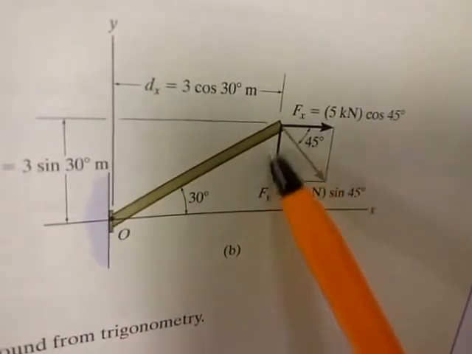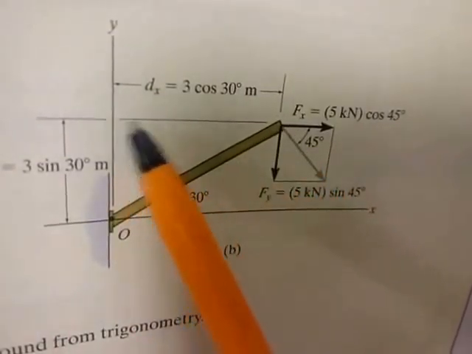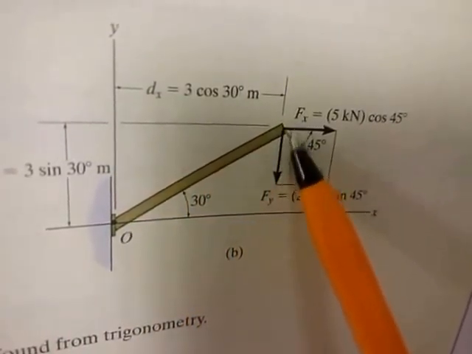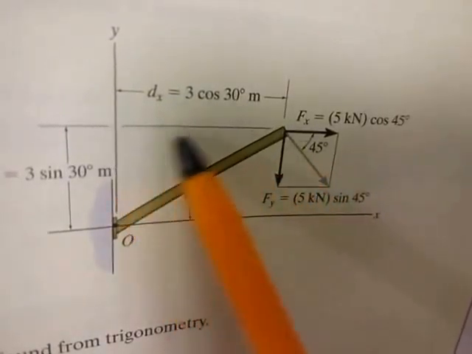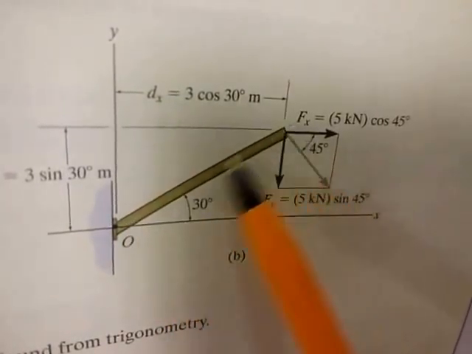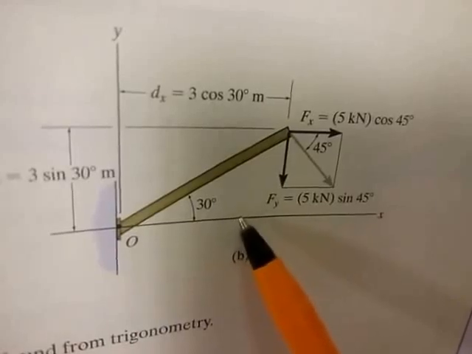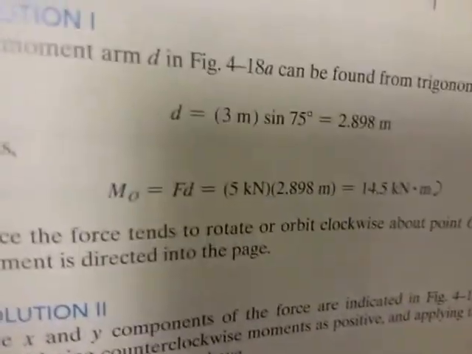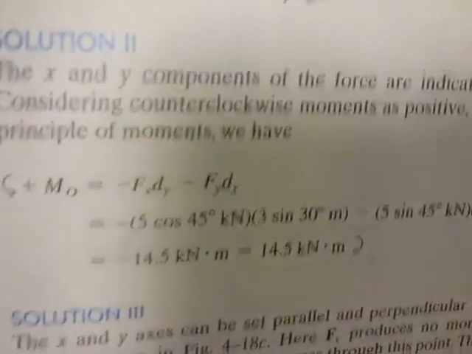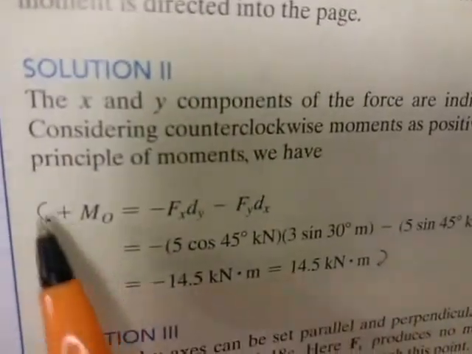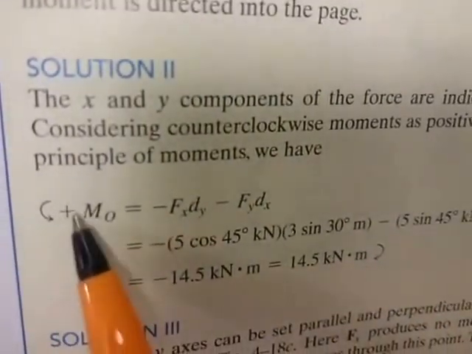Then the moment arm for this force is that distance there, which is 3 cos 30, okay? So then, solution 2. All right, so here we see anti-clockwise positive.